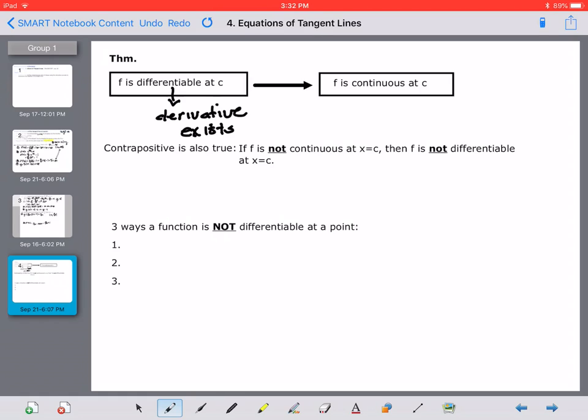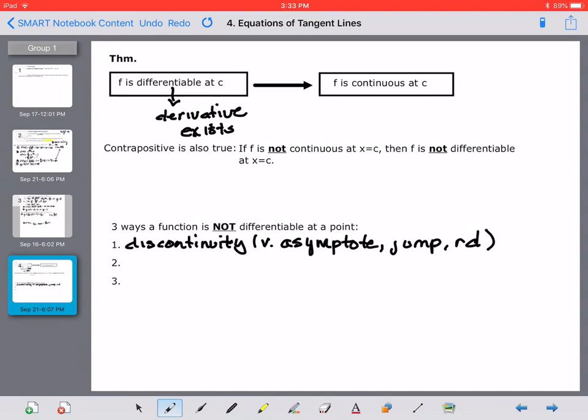Okay, so that leads to 3 different reasons a derivative would fail to exist. One is, of course, any type of discontinuity. Again, we have to have a point to have a slope. That includes a vertical asymptote, a jump, and a removable discontinuity, or RD.